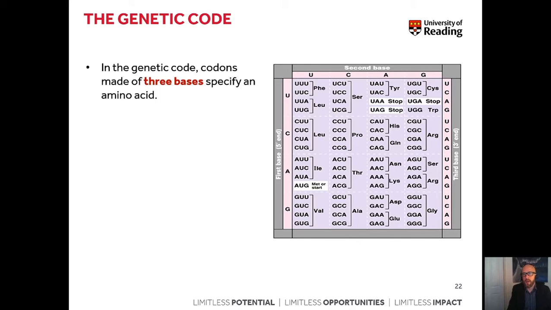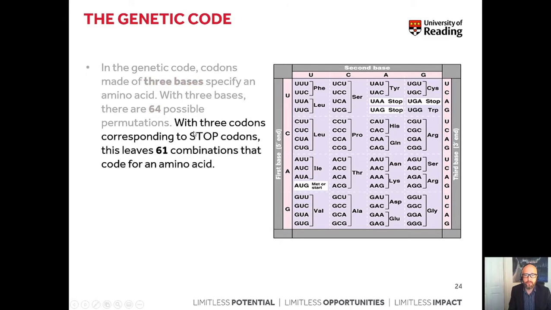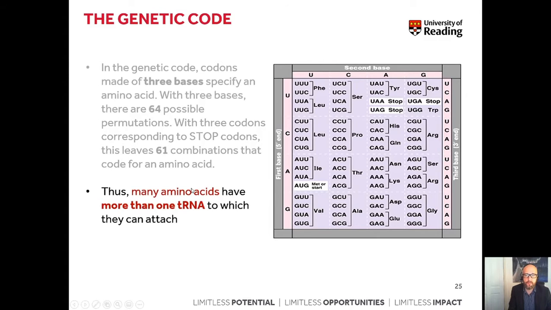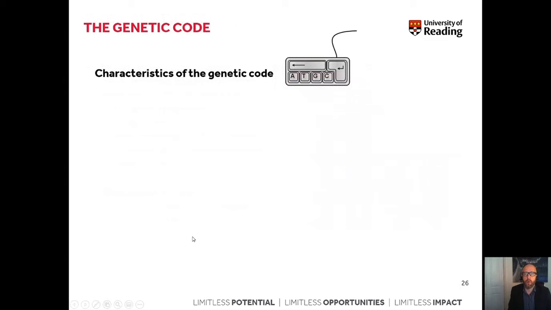In the genetic code, codons are made of 3 bases, and this code specifies an amino acid. With 3 bases, we have 64 possible permutations. With 3 codons corresponding to stop codons, this leaves us 61 combinations that can code for specific amino acids. Therefore, many amino acids have more than just one tRNA to which they can attach, and this is something we have learned in our last session. We have also practiced using the genetic code table and also the genetic code wheel.